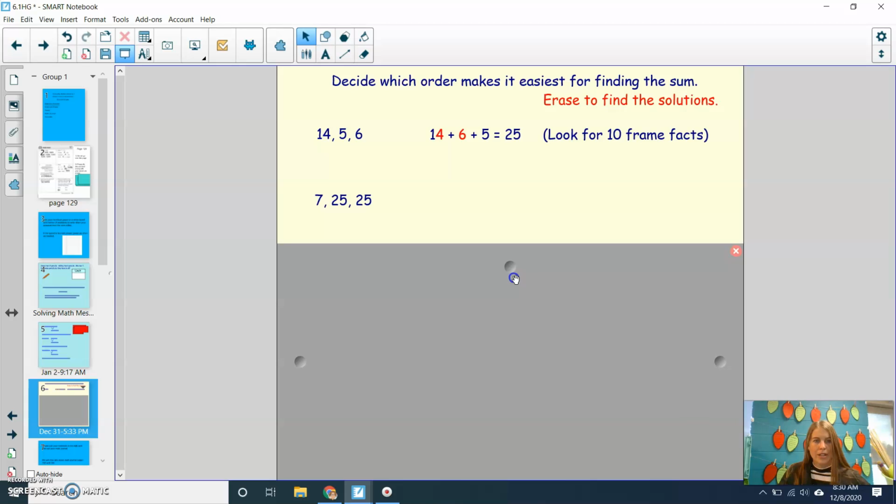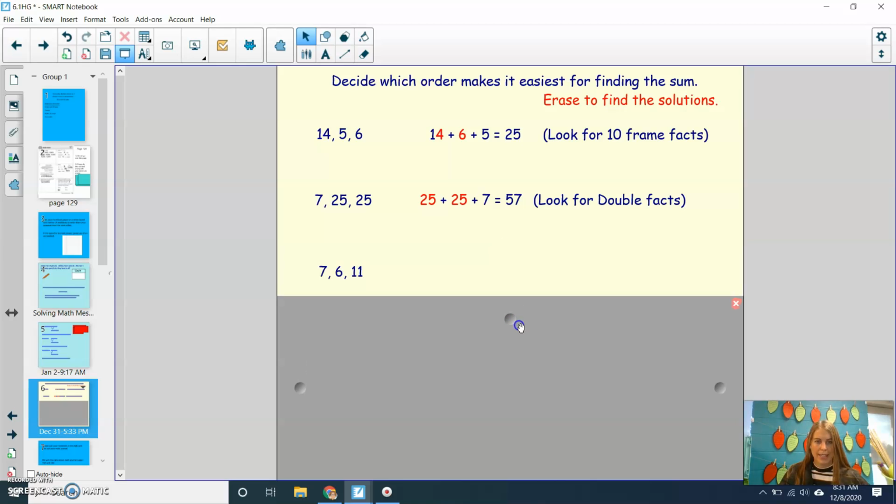Let's try another one. What about if you have 7 plus 25 plus 25? Can you write down which way would be easiest to solve? Press pause and then play to check. All right, so for this one, if I solve 25 plus 25 first, I'm looking for a double fact. I know 25 plus 25 is 50, and then 50 plus 7 equals 57.